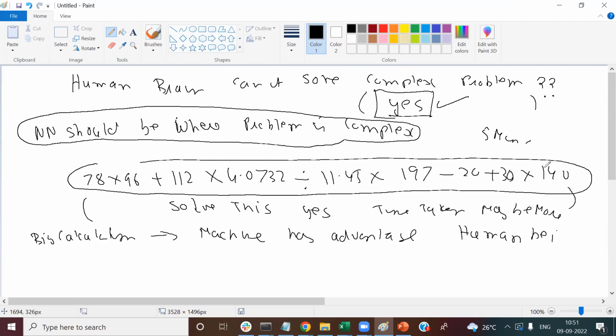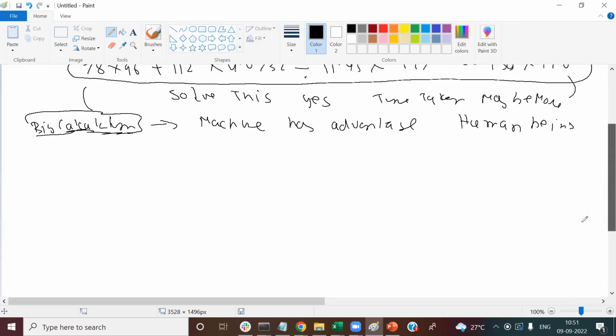But if you do the same thing using a machine, the machine will solve it faster than you. So when it comes to the calculation part, machines have an advantage over human beings. Now let me change the question.